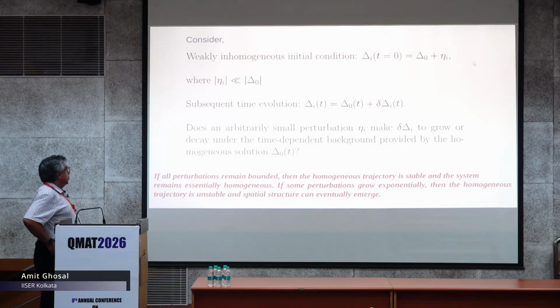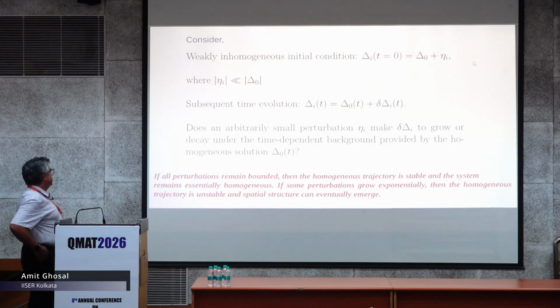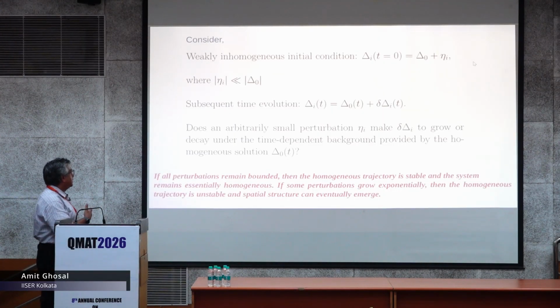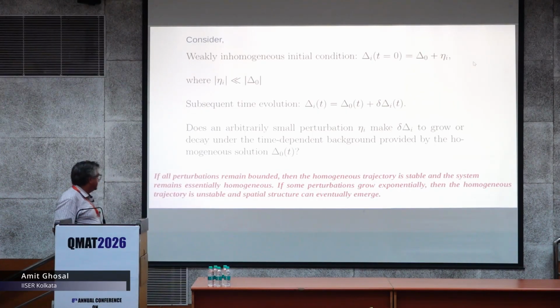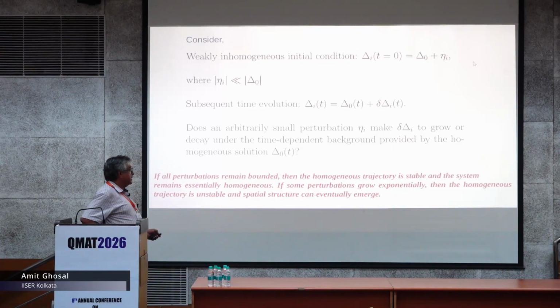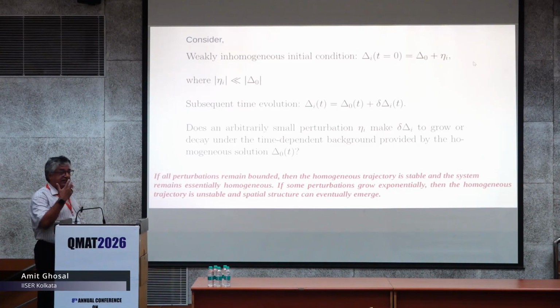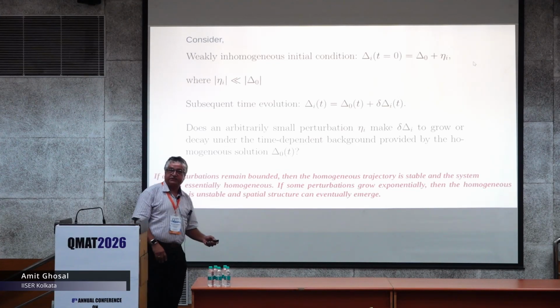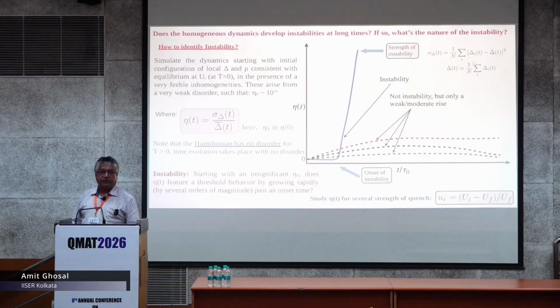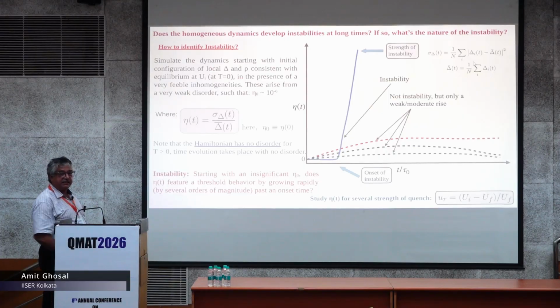Okay. So if the final result is that all the perturbations remain bounded, then the homogeneous trajectory is stable and the system remains essentially homogeneous, probably with some weak inhomogeneities. If some perturbation grows exponentially, that's the instability, and the homogeneous trajectory will become unstable to spatial structure formation. Okay, so now what is the instability?